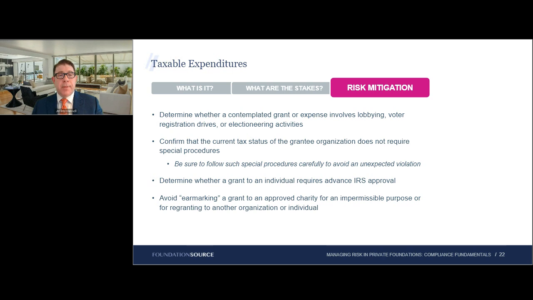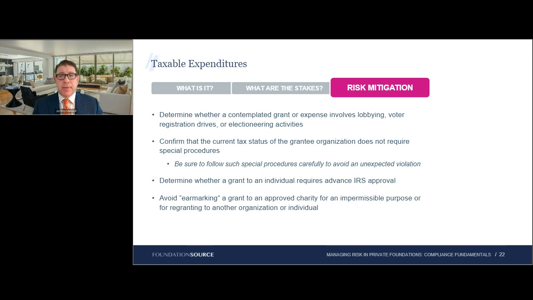If making a grant to an individual, by the way, it's necessary to determine whether the foundation has to obtain advance IRS approval of a grant program prior to making any such grants. And finally, you have to keep in mind that you must avoid earmarking when granting to a public charity.